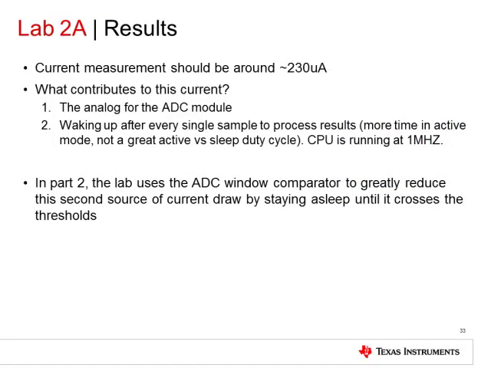The multimeter should measure around 230 microamps. The reason for this number is because the code example does not use all of the means available to tune the code for low power. The next lab uses the window comparator feature that drastically reduces the power measured here.